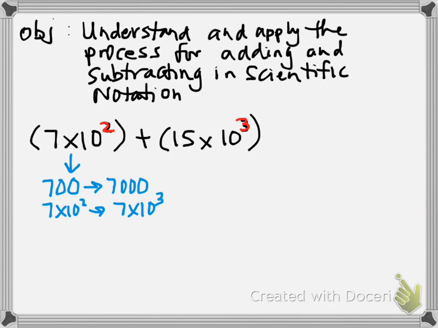So what did I do to 700 to make it 7,000? Which is multiplying it by what? To add a 0, I just multiplied it by a 10. So if I have 7 times 10 squared, and I multiply it by 10, what I'm going to get is 70. Or a point, let's do it this way.